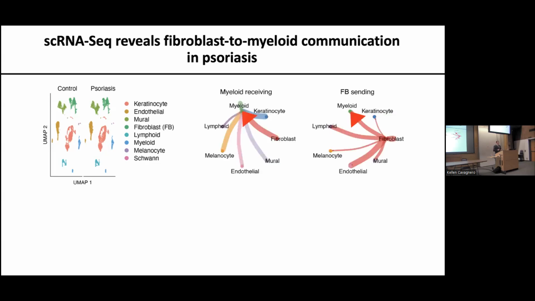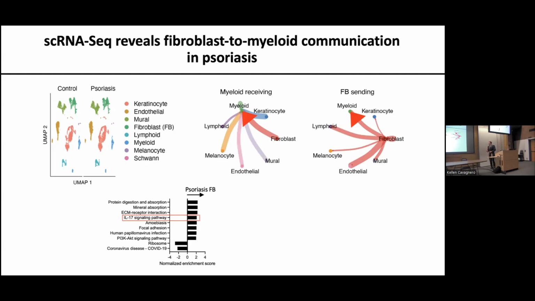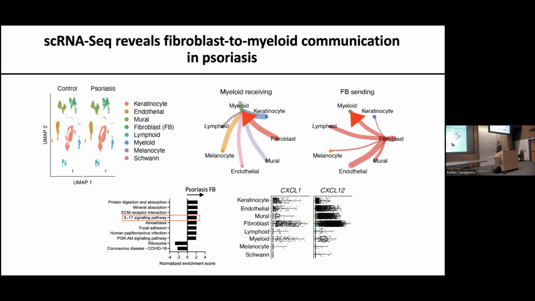We performed our network analysis and found that fibroblasts have very strong communication with neutrophils, again here. And using gene set enrichment analysis, we showed that IL-17 signaling was a top upregulated pathway in the fibroblasts during psoriasis. And additionally, fibroblasts were a major source of chemokines in psoriasis. So a very similar picture we're observing here in the human as we observed in the mouse.